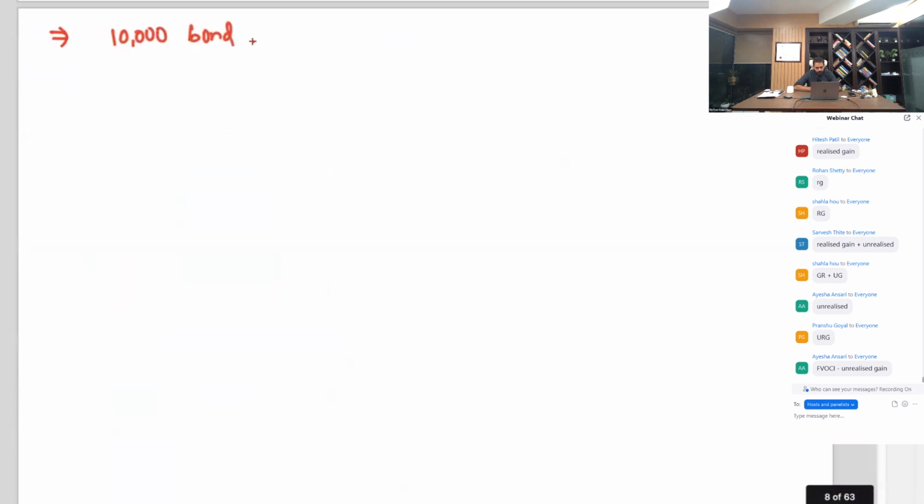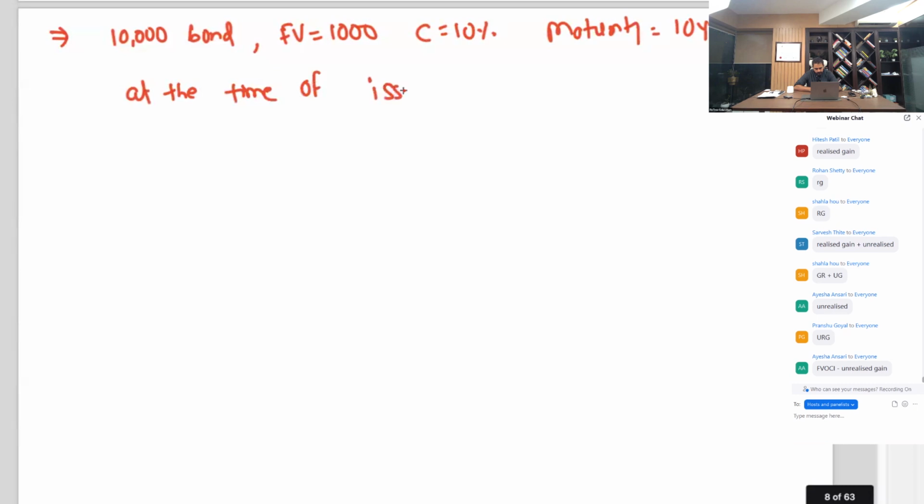At the time of issuance, these bonds had a face value of 1,000 and an annual coupon of 10, with a maturity of, let's assume, 10 years. They were purchased yielding, or YTM was, 15%.